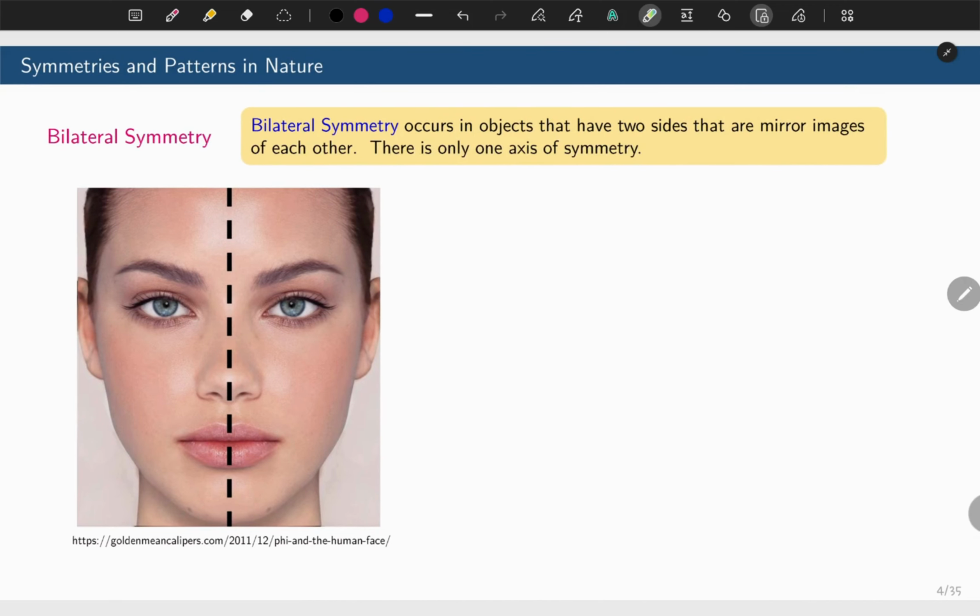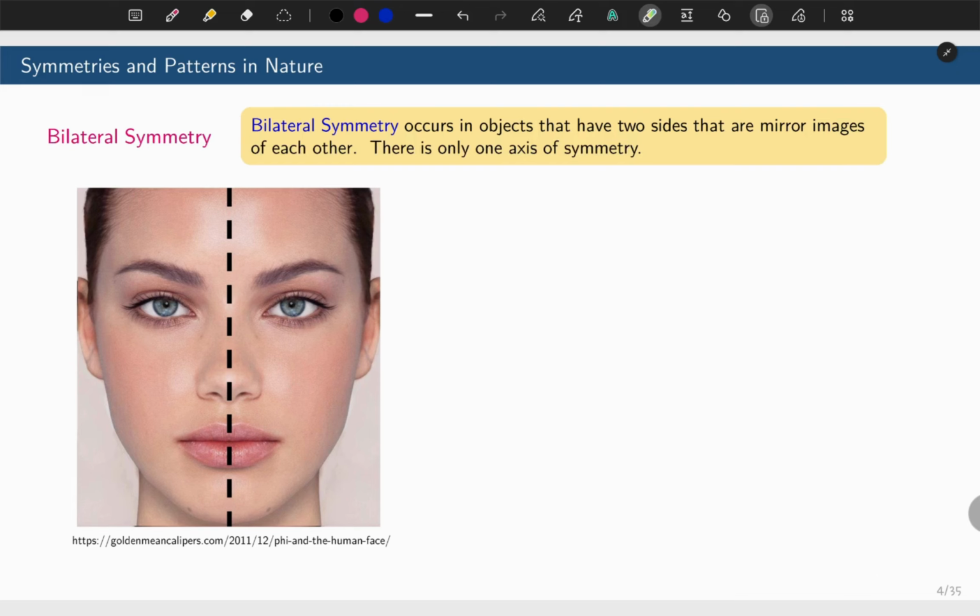Now, there are two main types of symmetry. The first one is the bilateral symmetry. It occurs in objects that have two sides that are mirror images of each other. Here in bilateral symmetry, there is only one axis of symmetry. For example, the body of a normal human being exhibits bilateral symmetry.